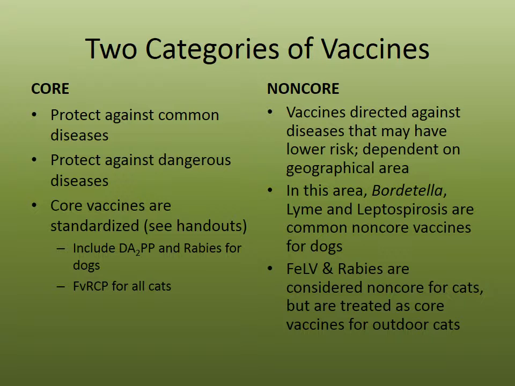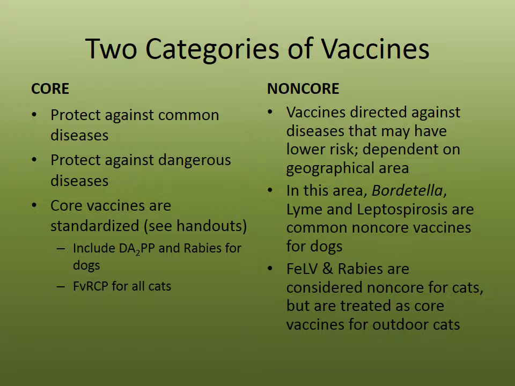Non-core vaccines are directed against diseases that may have a lower risk, so it depends on the geographical area. In this area, I would say Bordetella, which is a component of kennel cough, is a fairly common one. Lyme, of course, with all the ticks that we have going on. Leptospirosis, we're seeing more and more of that, even within the city, because it's endemic in the rat population at this point. So leptospirosis is, for me, becoming almost core.